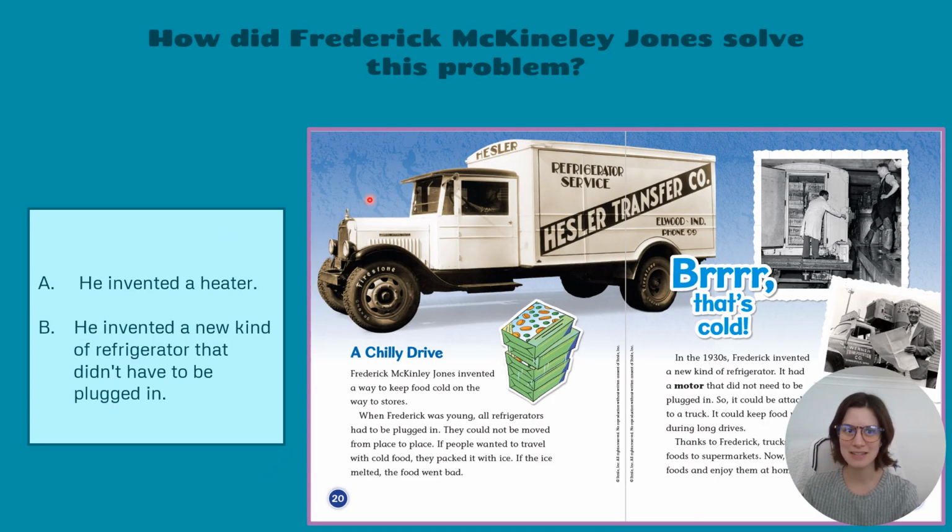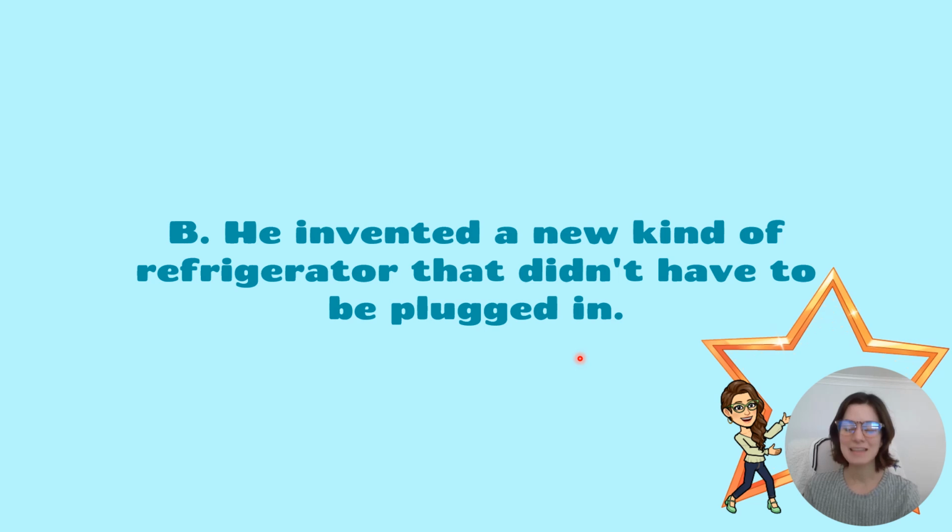Next question for you guys. How did Frederick McKinley Jones solve this problem? A, he invented a heater. B, he invented a new kind of refrigerator that didn't have to be plugged in. Pause this recording, write your answer choice down, and press play when you are ready to continue. The answer is B, he invented a new kind of refrigerator that didn't have to be plugged in.